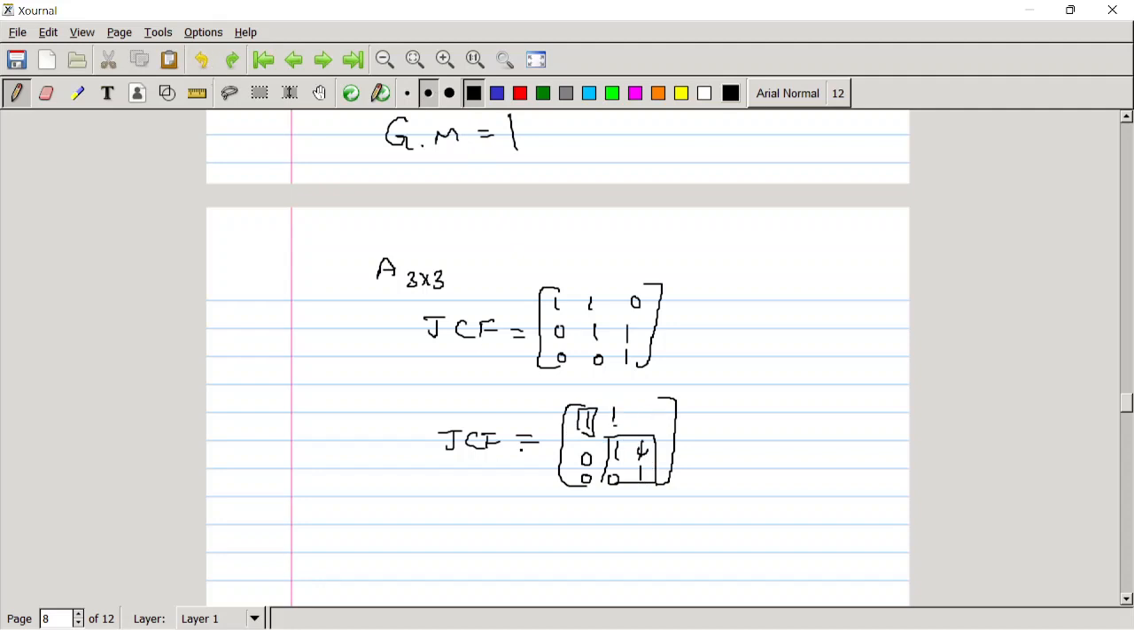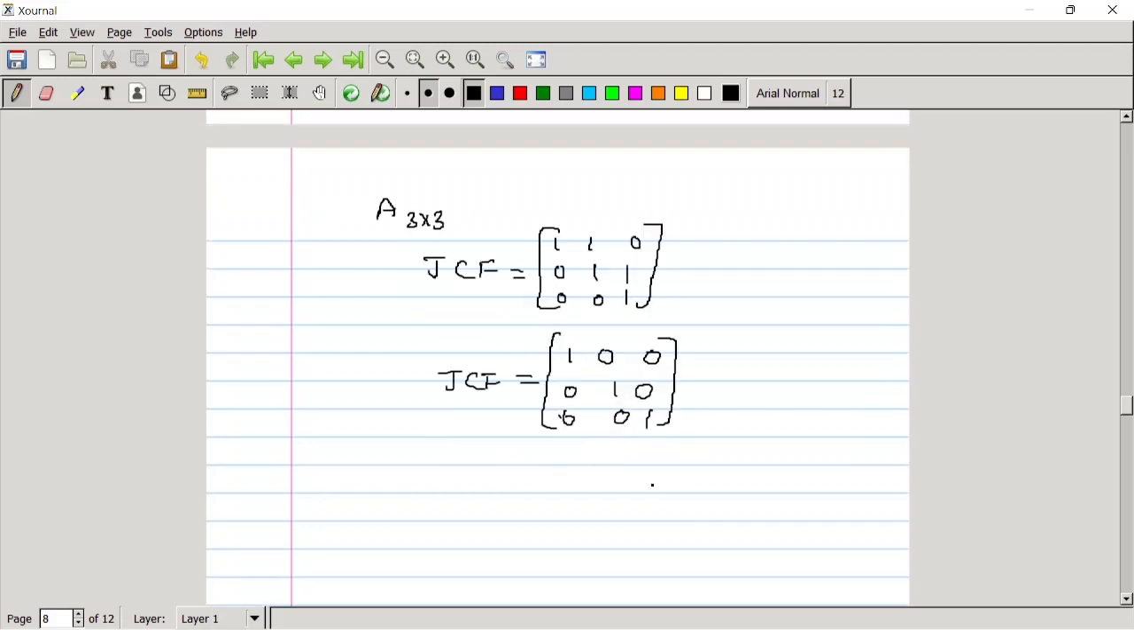Yes, sir. Yeah. Actually, the number of possibilities for Jordan blocks are, let me write. So there can be 3 possibilities, that is 1 0 0, 0 1 0, 0 0 1. Let me write clearly.